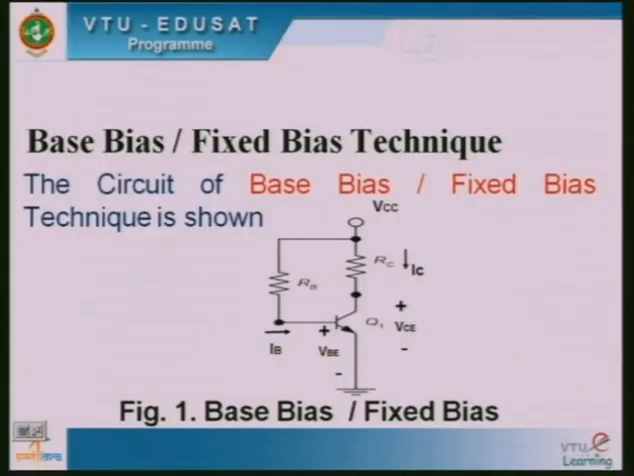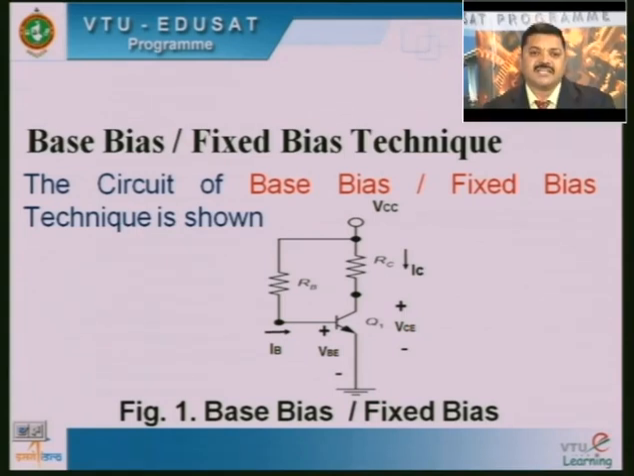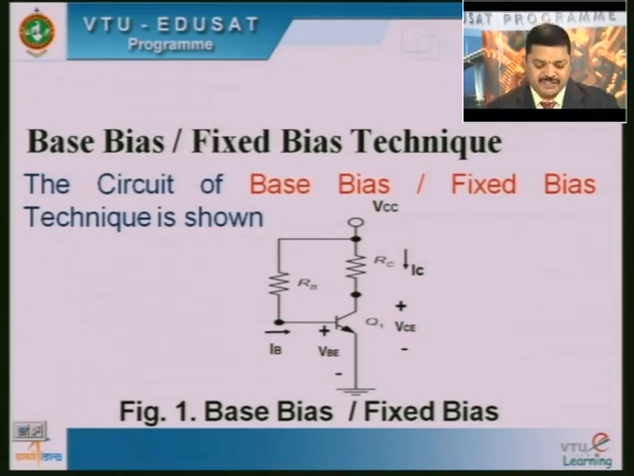So, base bias or fixed bias technique. The base bias or fixed bias technique uses one resistor, a fixed large value of resistor, between the VCC and the base, as shown in the diagram, figure 1. The figure shows the base bias or the fixed bias. It has a fixed resistor RB between the base and the VCC point, as shown in the diagram.